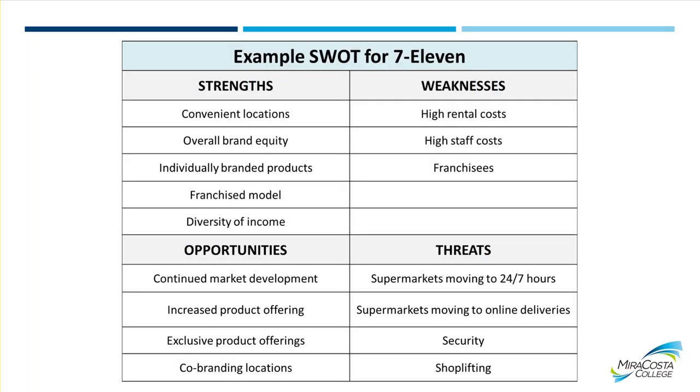And last example here, this one is for 7-Eleven, which we all know 7-Eleven and love Slurpees. So strengths could be overall brand equity, individually branded products, franchise model. Weaknesses, high rental costs, high staff costs. Opportunities, increased product offering, exclusive product offerings. And threats could be supermarkets moving to 24/7, security, and shoplifting.